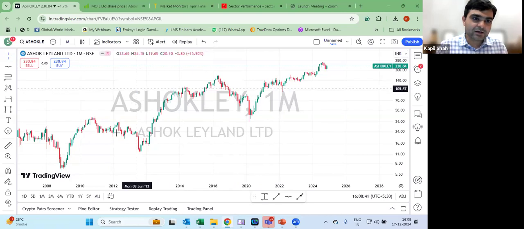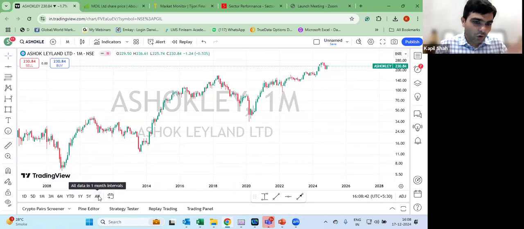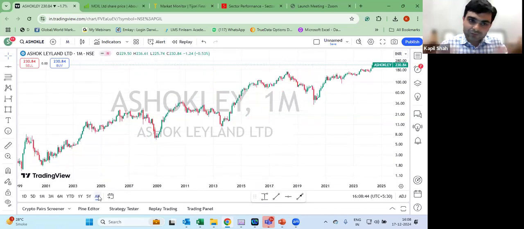Now here, let's say it is an Ashok Leyland chart. Once I click on the All button, the entire chart will fit into my screen. So I don't need to zigzag on the chart or drag and drop. By clicking on the All button, the entire chart gets fitted on my screen. Now here I just need to identify the turning points and how I can connect the dots maximum on the line.